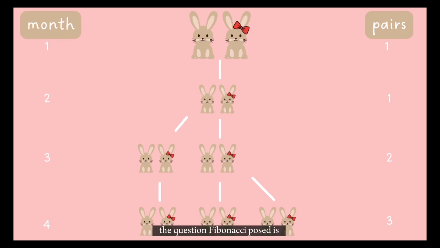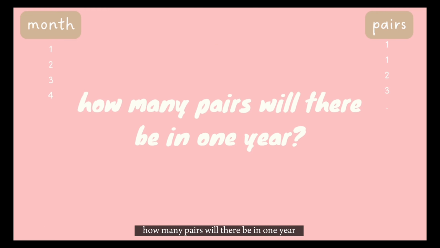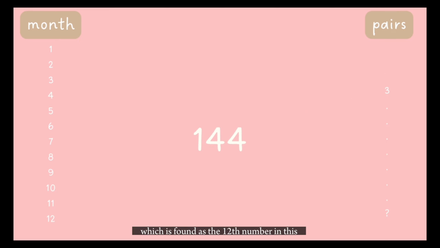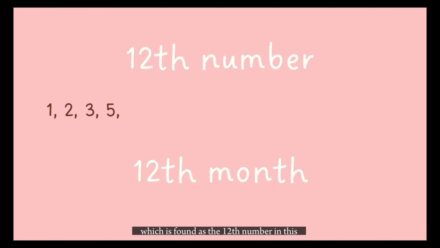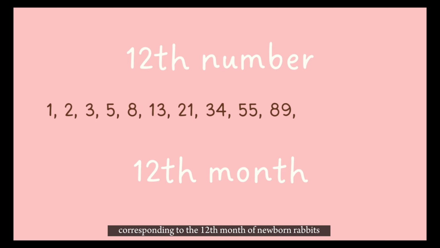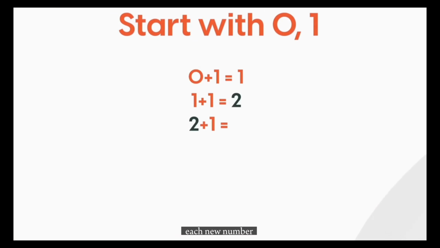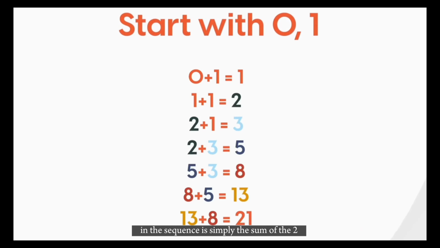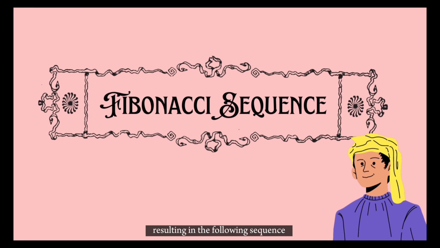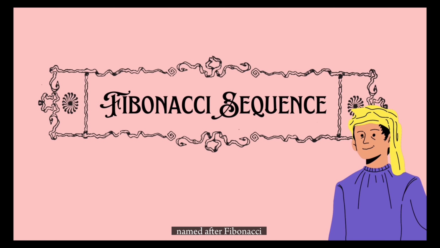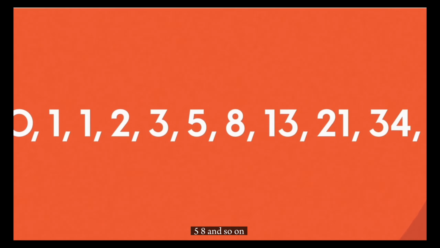The question Fibonacci posed was, how many pairs will there be in 1 year? The answer is 144, which is found as the 12th number in this sequence, corresponding to the 12th month of newborn rabbits. Starting with 0 and 1, each new number in the sequence is simply the sum of the two before it, and so on, resulting in the following sequence named after Fibonacci: 0, 1, 1, 2, 3, 5, 8, and so on.